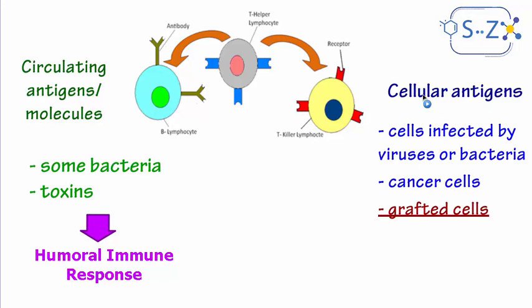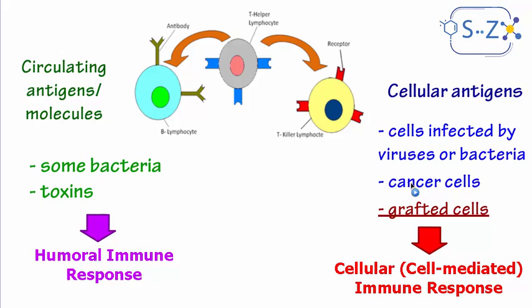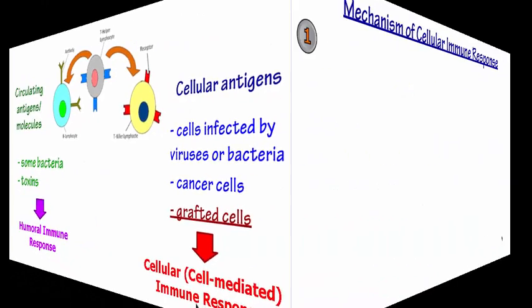The specific cell to kill or fight cellular antigens is the T killer lymphocyte. Okay, now if this T killer lymphocyte is activated, the response is now called cellular or cell-mediated immune response. So due to the type of antigen, cellular antigen, the response is called cellular immune response or cell-mediated immune response. Now, what is the mechanism of cellular immune response, or how does it take place? What happens during a cellular immune response?